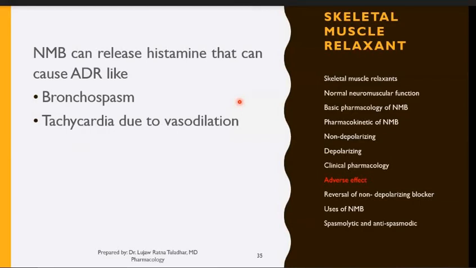Now these relaxants have their own adverse effects. अब यसको adverse effect को कुरा गर्ने हो भने mostly they release histamine. Histamine can produce bronchospasm, it can produce tachycardia due to vasodilation.